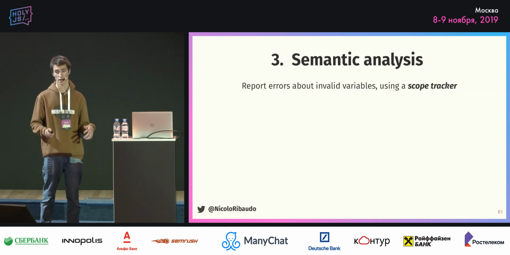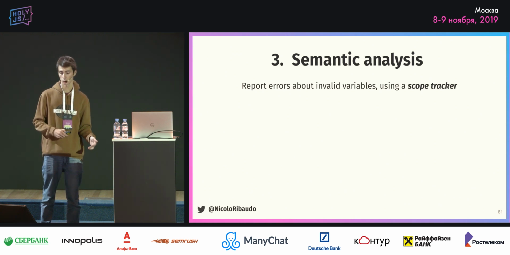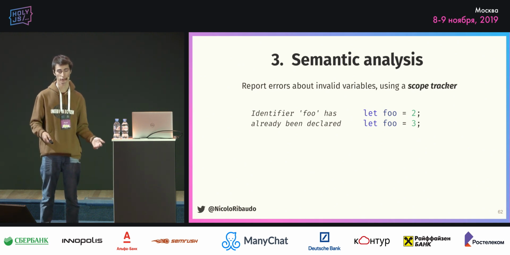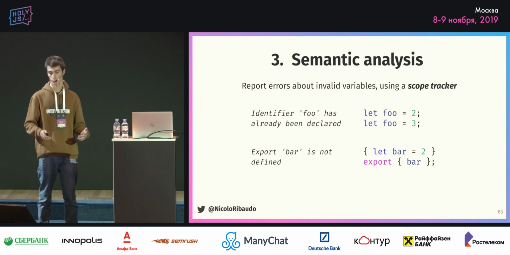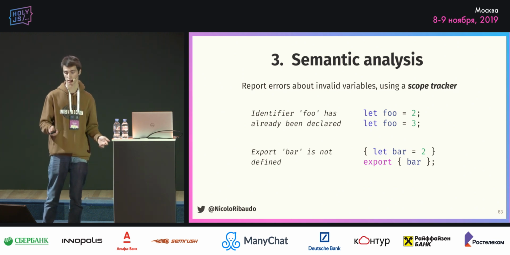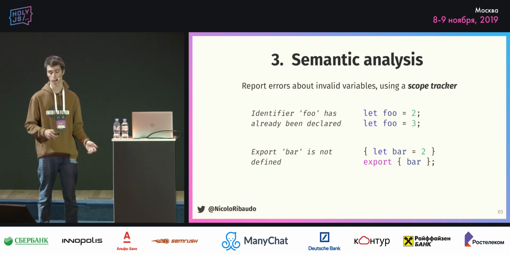Also, it reports errors about the wrong usage of variables using a scope tracker. For example, if you are redeclaring the same identifier using let or const, or if you are exporting something which isn't usable in the top level scope. In this example, bar can only be used inside the block.